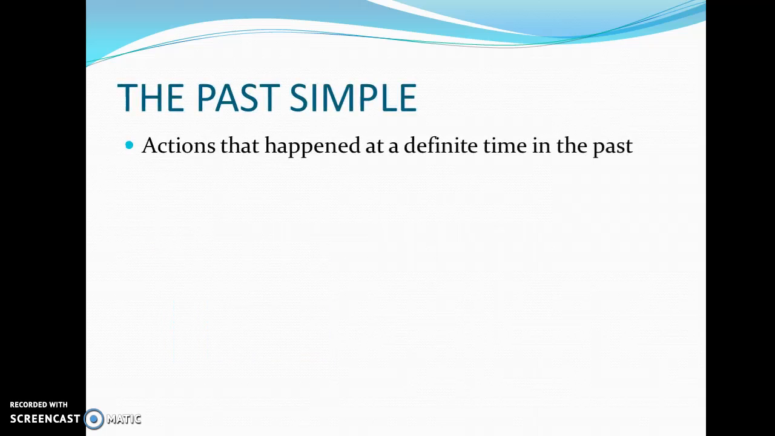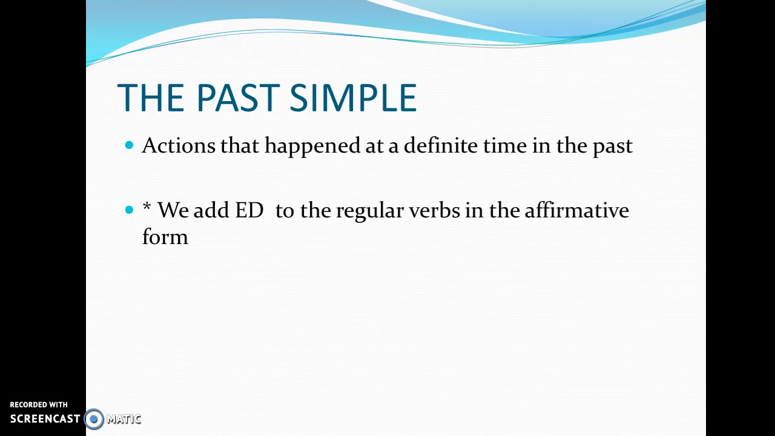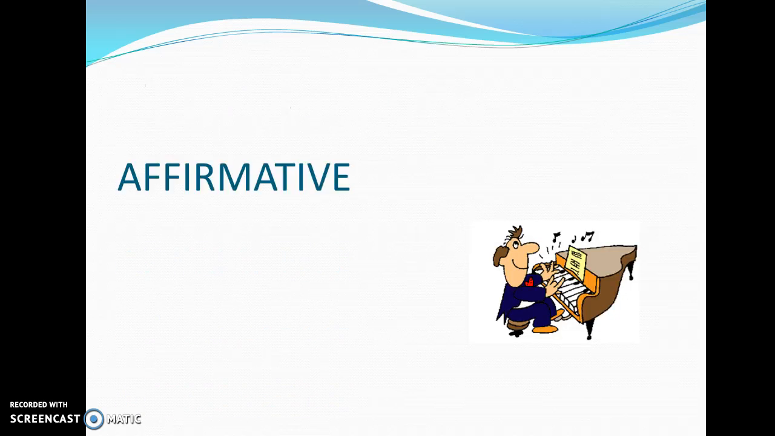Past simple: actions that happen at a definite time in the past. We add ed to the regular verbs in the affirmative form, but to the irregular ones, we don't use any specific form, just the conjugation that corresponds to the past simple. In the regular verbs, we add ed, but to the irregular ones, we have to learn them by heart.